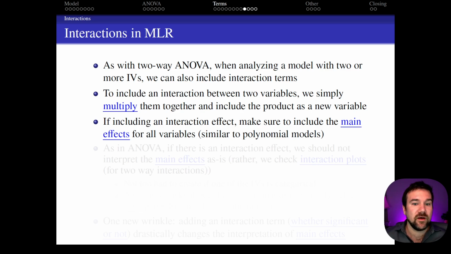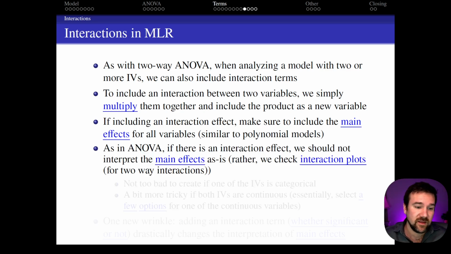Just like with polynomial terms, where if we include a higher order effect, we also have to include the lower order effects, with interaction effects, if we include an interaction term between, say, A and B, we should also include A left alone and B left alone, the main effects of A and B. So just be aware of that as you're building your interaction terms. As with ANOVA, if there's an interaction effect, you need to be very careful about interpreting the main effects. The typical recommendation is just don't interpret them, and instead look at interaction plots, as long as it's just a two-way interaction.